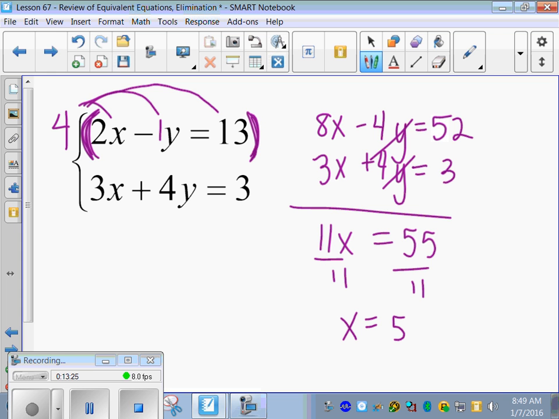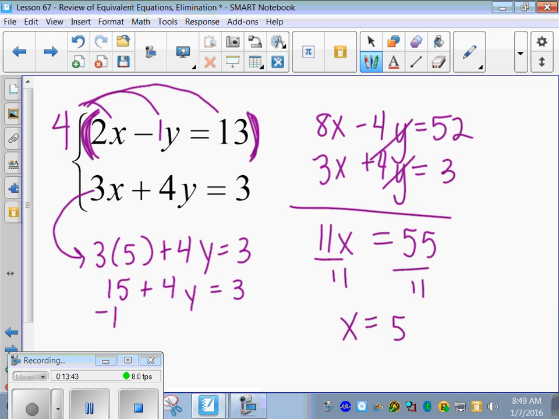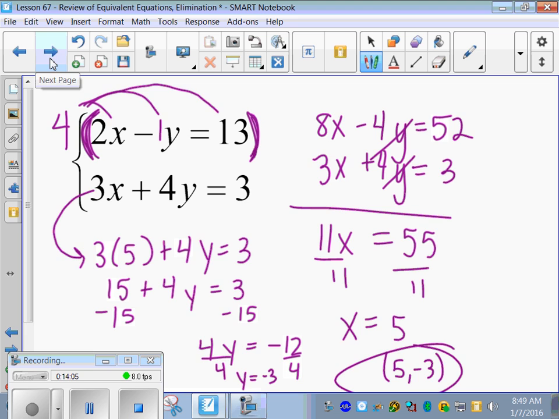5. Okay, go back, plug in wherever you want. I'm going to use this second equation right here. So 15 plus 4y equals 3. Subtract 15. 4y equals negative 12. Divide both sides by 4, y equals negative 3. So my final answer, Andrew, would be what? Very good. 5, negative 3, write it as a coordinate point.